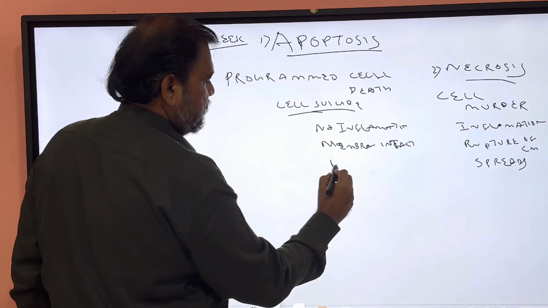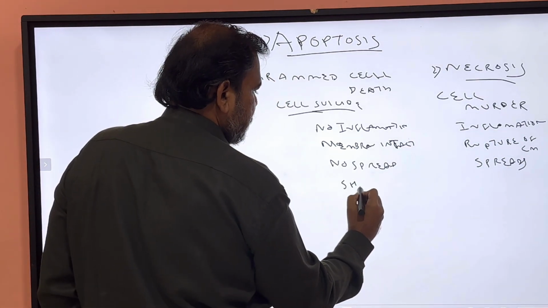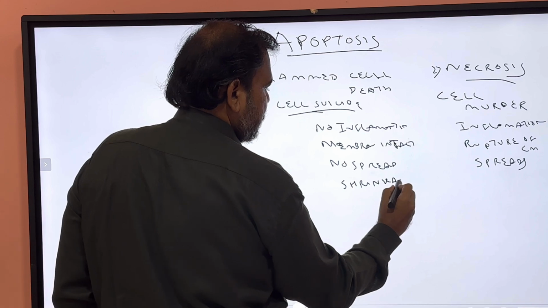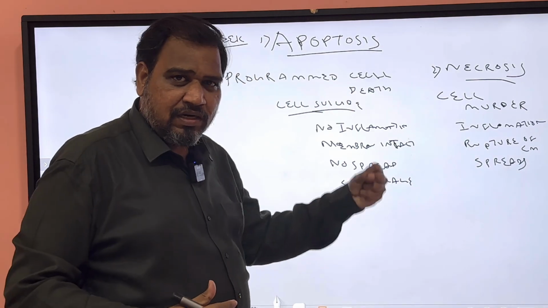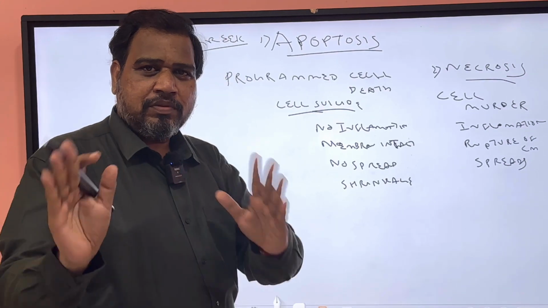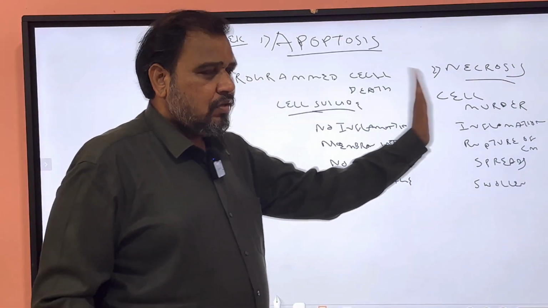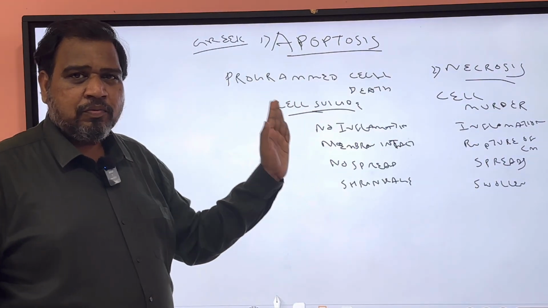In apoptosis there is no spread. Another important point in apoptosis is shrinkage. How does the cell get killed? The cells will shrink, and that also explains how the cell is killed by the process of apoptosis. But in necrosis the cells get swollen. So, necrosis is bad, apoptosis is good.